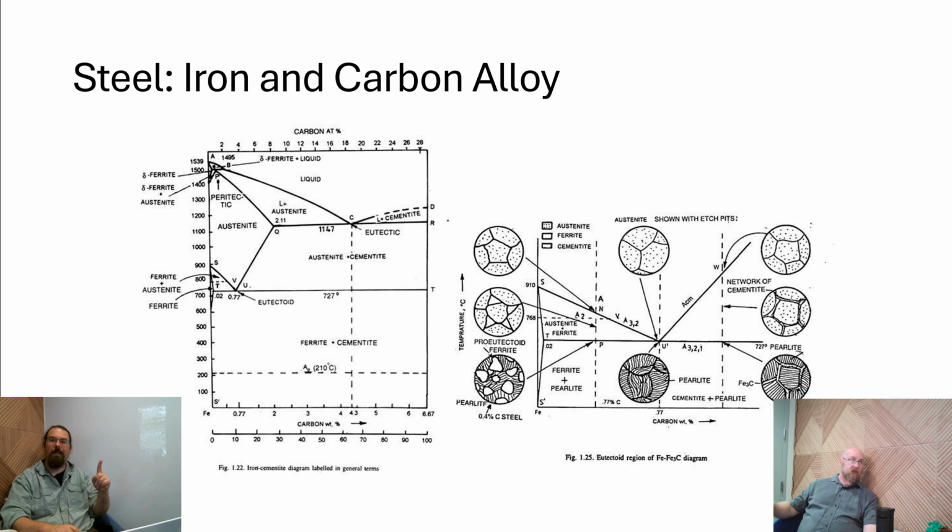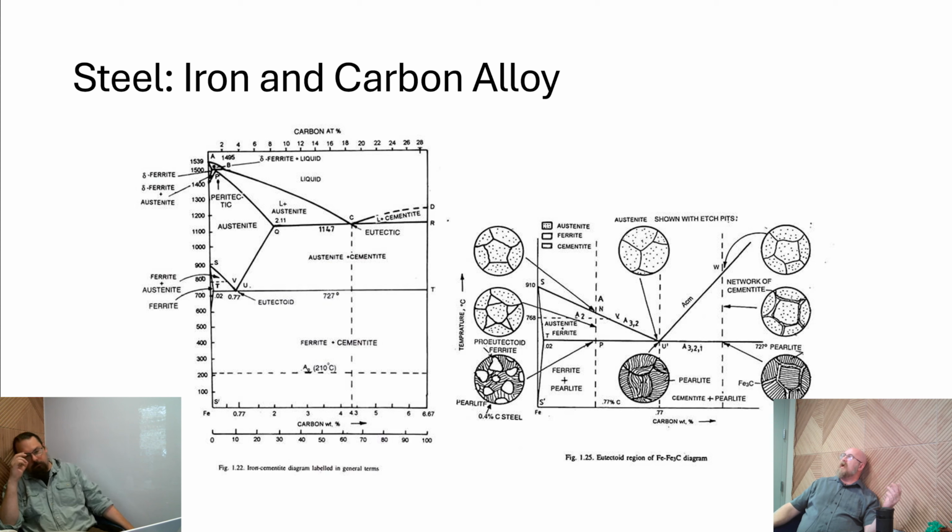Not to be confused with a phasor diagram, which is how we deal with vector math. This is a phase diagram. So think different states of matter, different mixtures, and those types of things. And so in the metal world, a phase, unlike in electricity where it's a vector, is just a homogeneous structure within a metallic element or alloy. Metallic alloy.